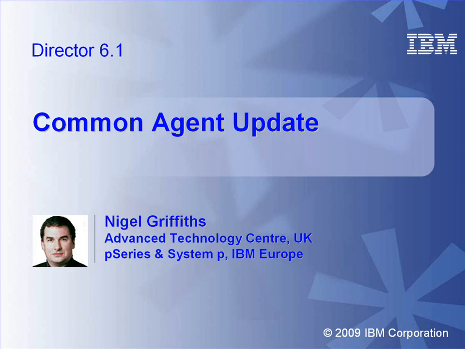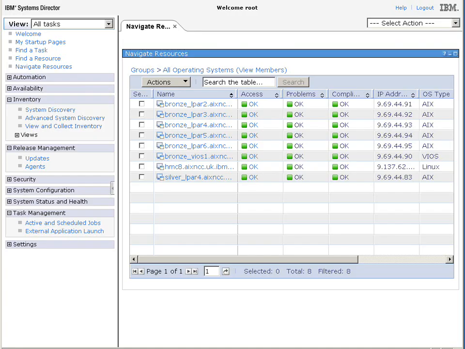I work in the Advanced Technology Centre in the UK, part of IBM Europe. In this movie, we're going to look at updating the common agent for Director 6.1. I thought we'd just click on the updated package, select a machine and hit go. It's a little bit more complicated than that, but it is easy once you know.